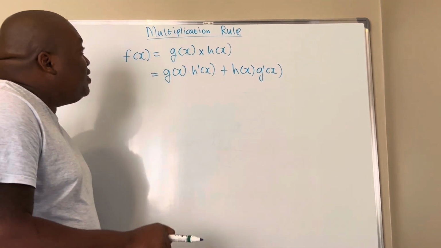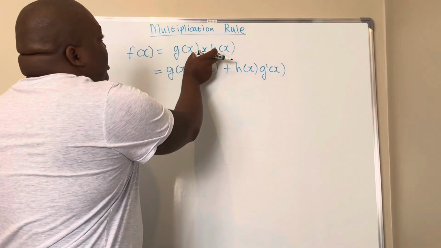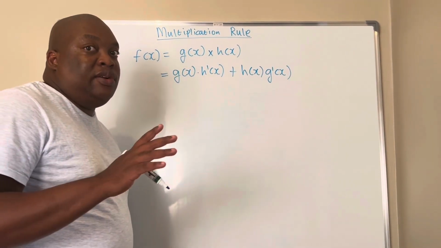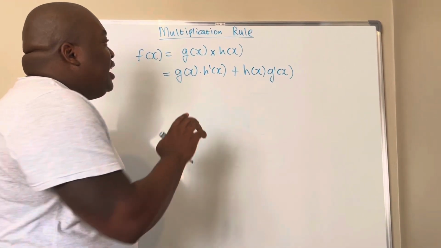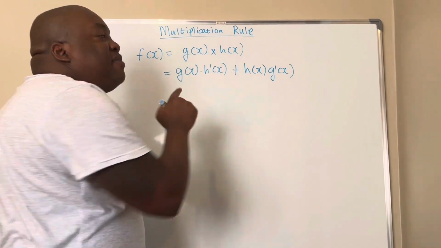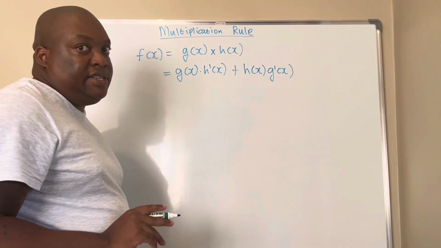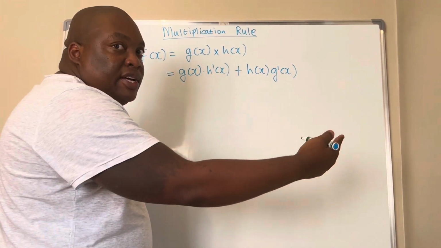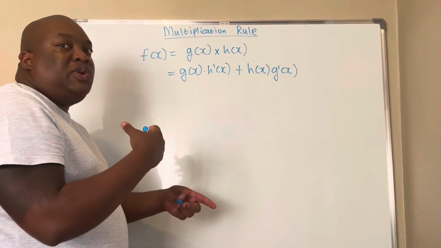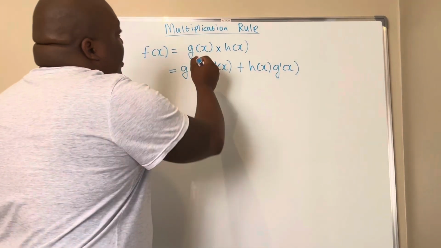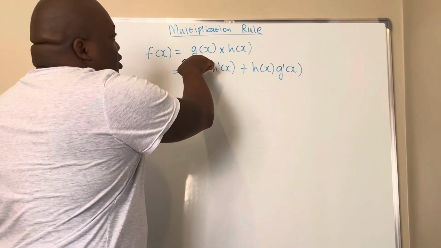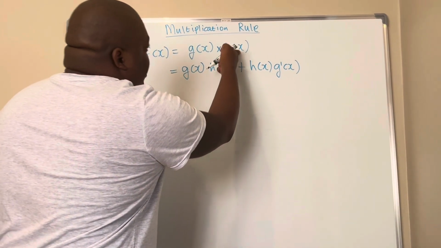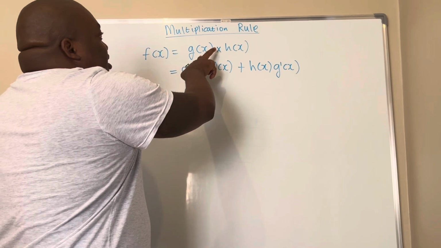So the rule says if you have two functions multiplied to one another, when it comes to derivatives, every function must be differentiated. But as you differentiate one term, you multiply it with the other function. So if you are differentiating this term, you must multiply it with this other term, plus, if you are differentiating the other term, you must multiply it with this other term.